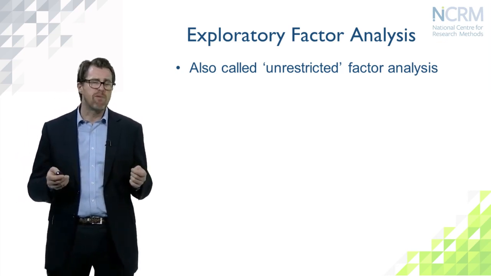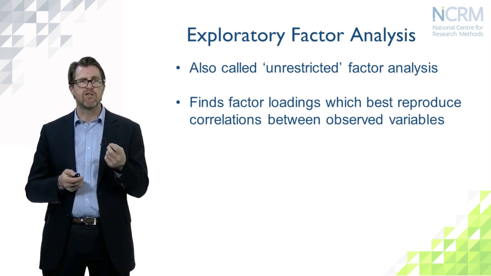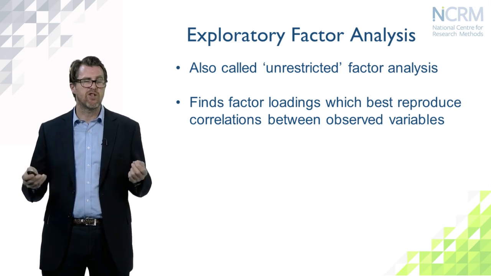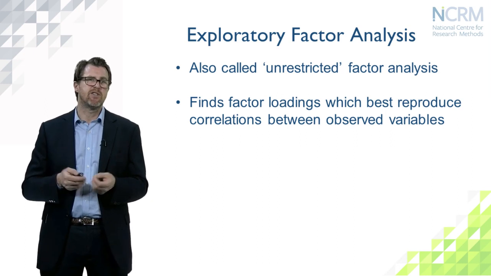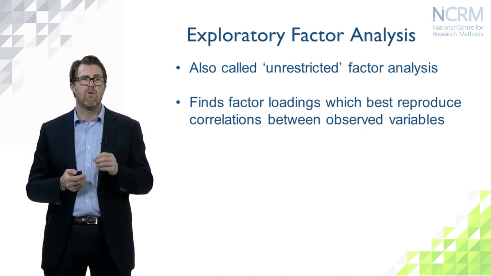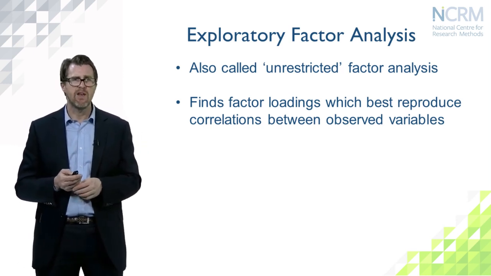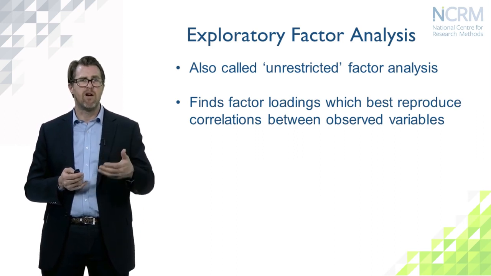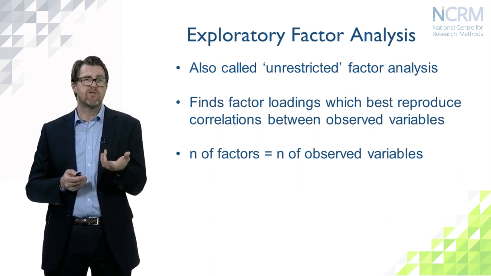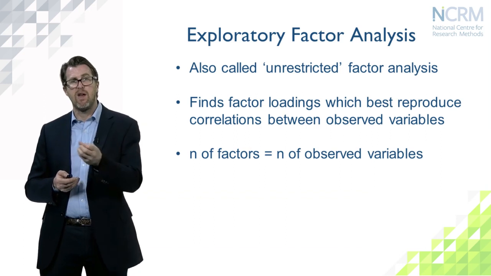EFA, or principal components analysis, which is a similar technique, finds the factor loadings which best reproduce the correlations that are observed between the observed variables in our model. So let's say that we have six questionnaire items that all measure more or less the same thing. They're intended to measure some concept that we're interested in. An EFA will simply reorder the data in a way which best accounts for the observed correlations between those variables. It does this by producing a number of factors which are, in EFA, equal to the number of observed variables that we have. So this is really just a reordering of the observed data. We end up with the same number of factors as we have observed variables.